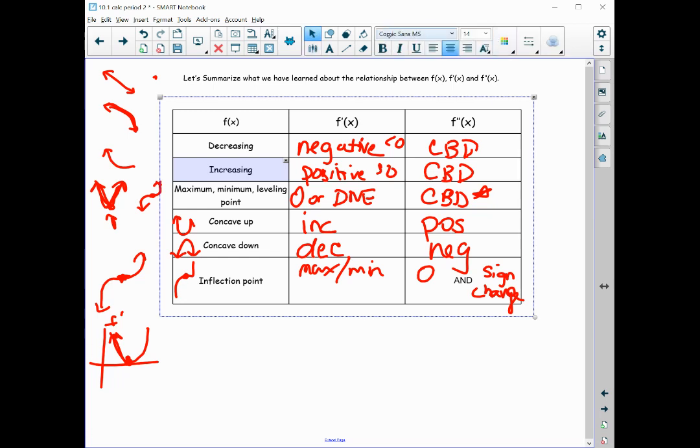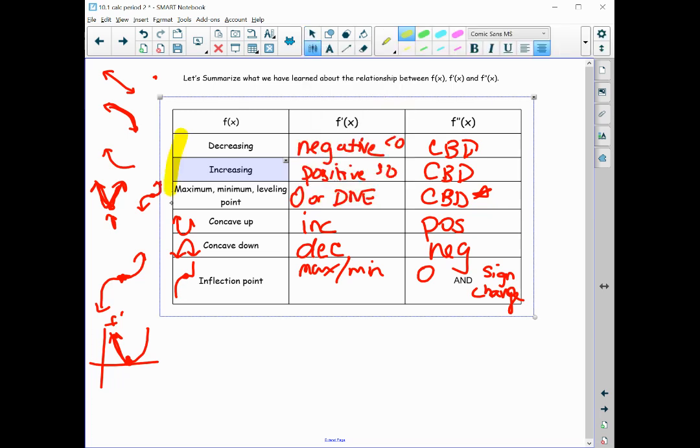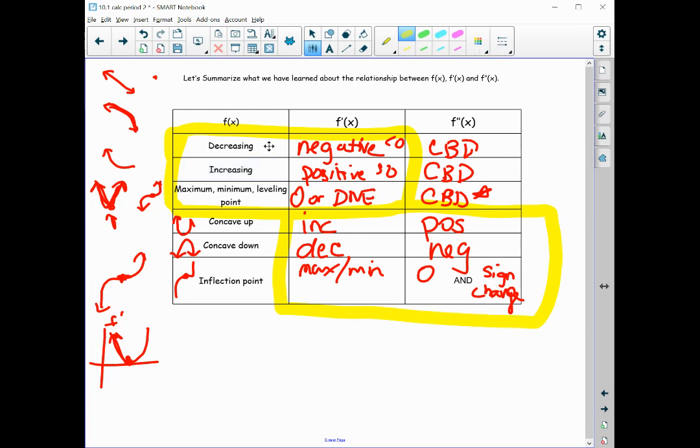One thing I would say to make it a little bit easier for yourself as you're looking at this chart is if you notice these 6 boxes here, okay, decreasing, negative, increasing, positive, maxes and mins, 0 or DNE, those are the same boxes here, minus the sign change. So really, if you can learn these, then they apply here. And then all you have to remember is I can't decide anything, and this is concavity. So that might help you a little bit as you're going through and practicing that.